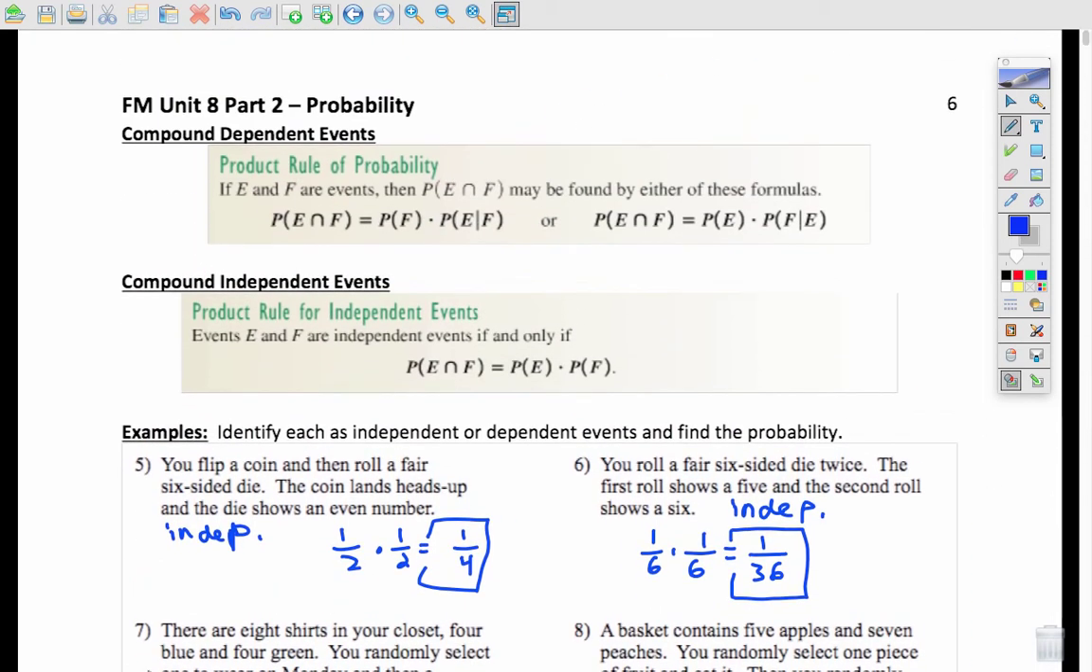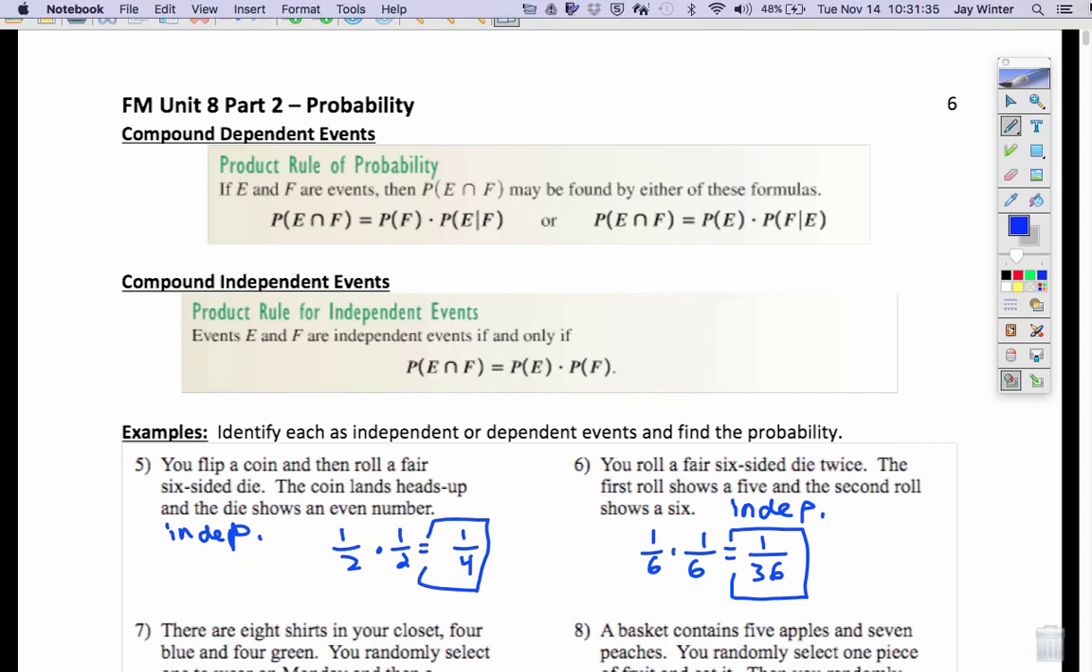Okay, so that is a quick little tutorial on conditional probability, and I hope that this has been a good thing for you. Go tackle the practice problems, and good luck.